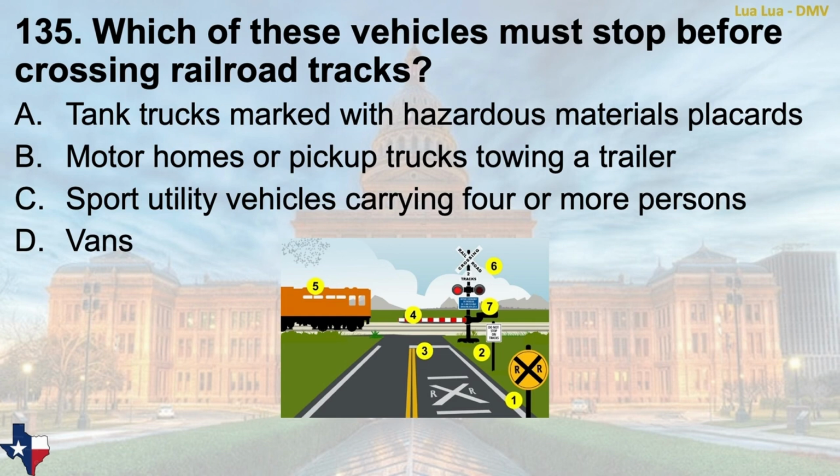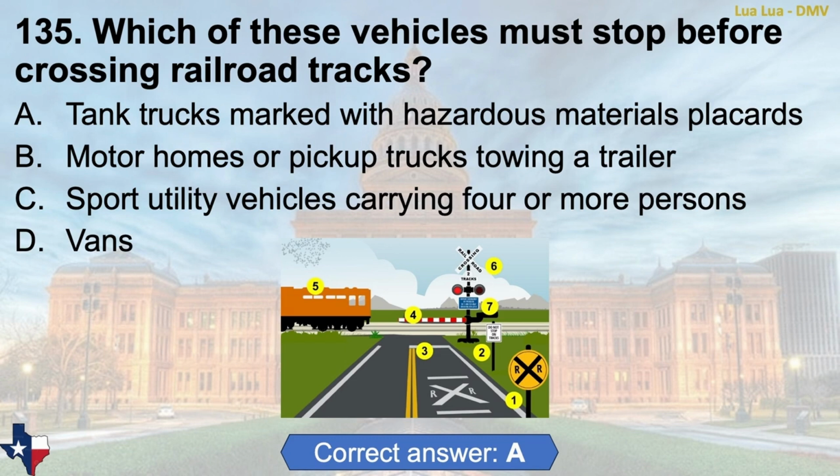Question 135. Which of these vehicles must stop before crossing railroad tracks? A. Tank trucks marked with hazardous materials placards. B. Motorhomes or pickup trucks towing a trailer. C. Sport utility vehicles carrying 4 or more persons. D. Vans. The correct answer is A. Tank trucks marked with hazardous materials placards.